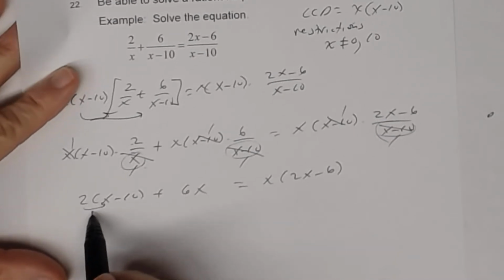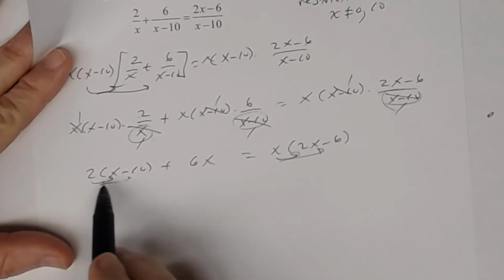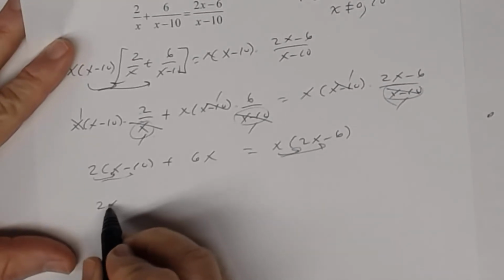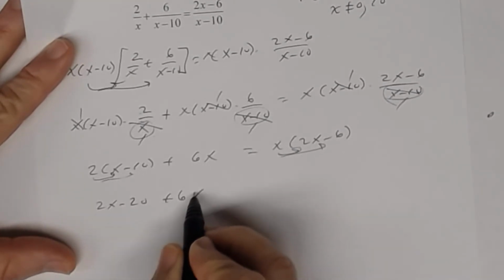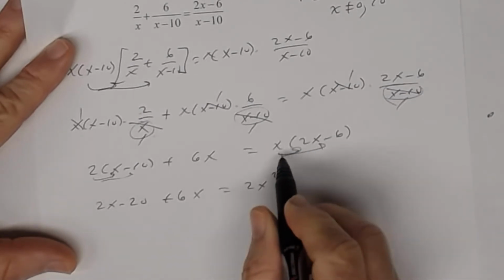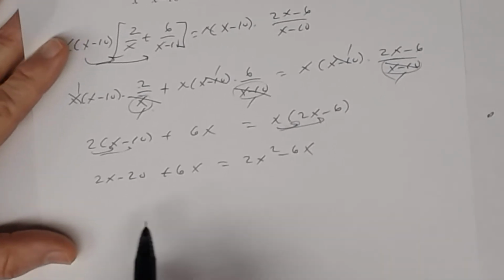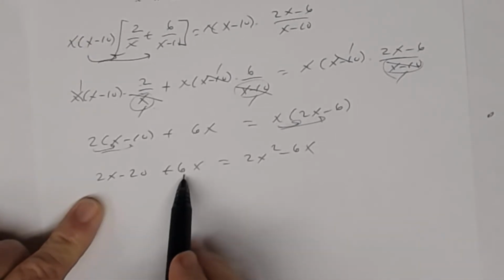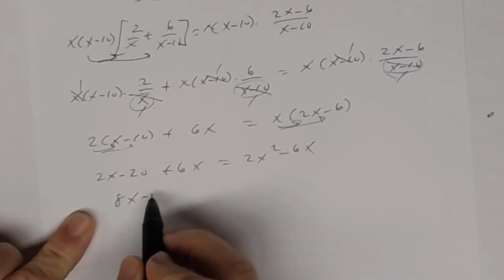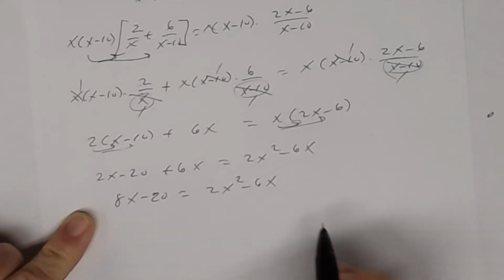Okay, now distributing here and distributing here, I get 2x minus 20 plus 6x equals, and then x times 2x is 2x squared, and then x times a negative 6 is a negative 6x. Combining like terms, 2x and 6x is 8x. I get 8x minus 20 equals 2x squared minus 6x.